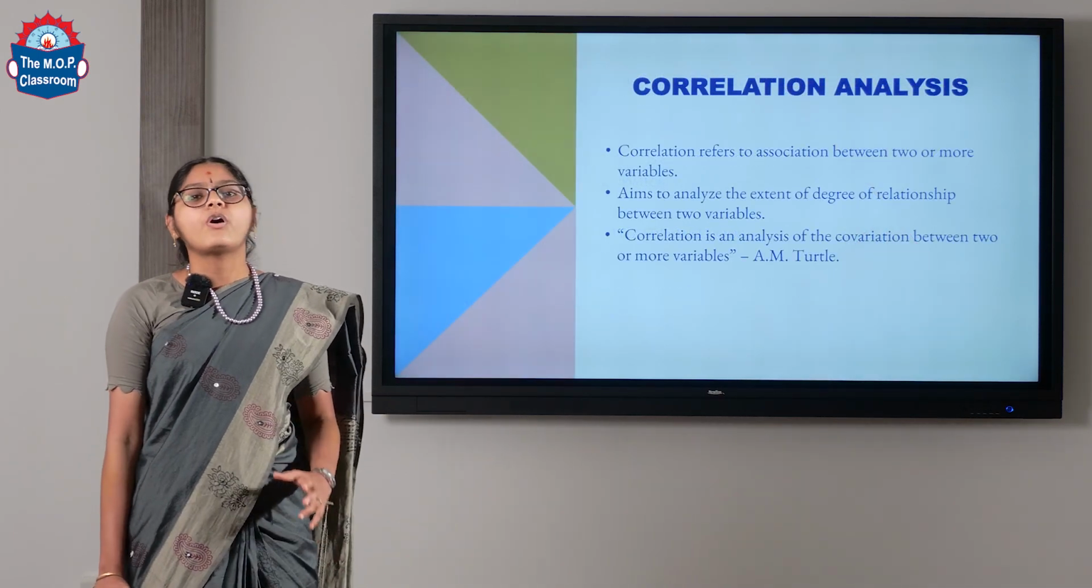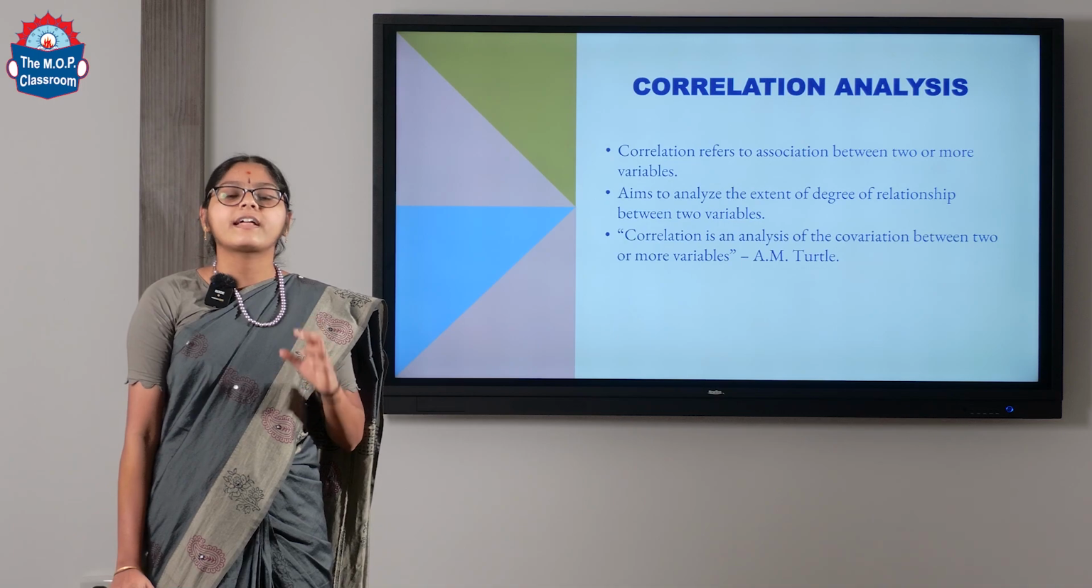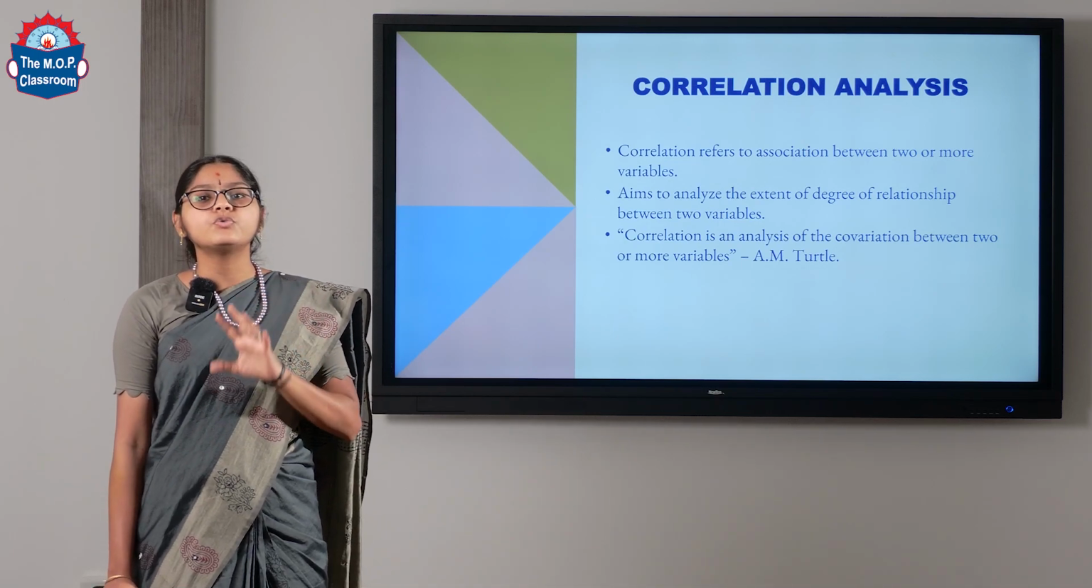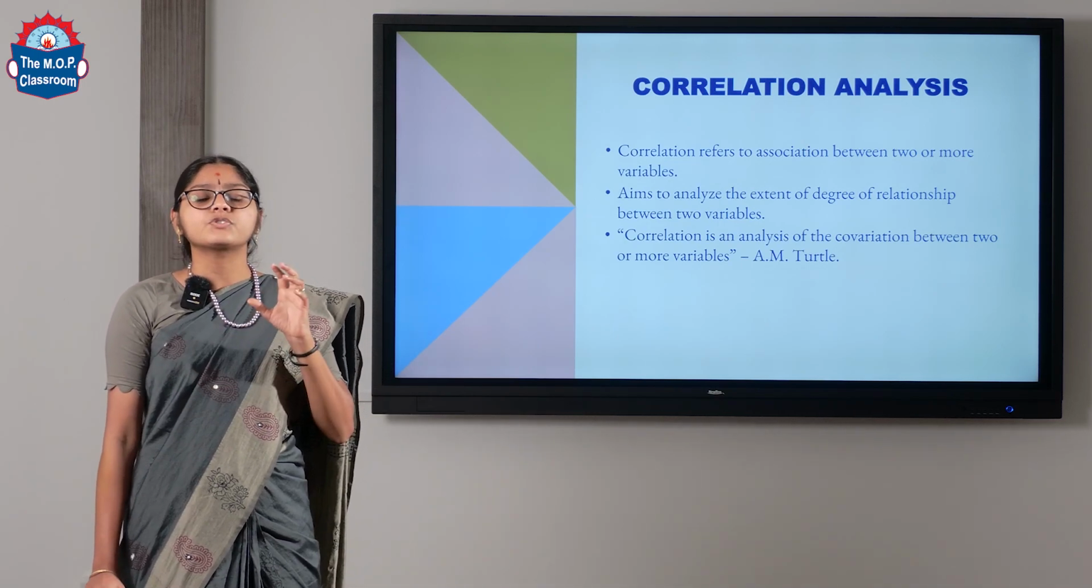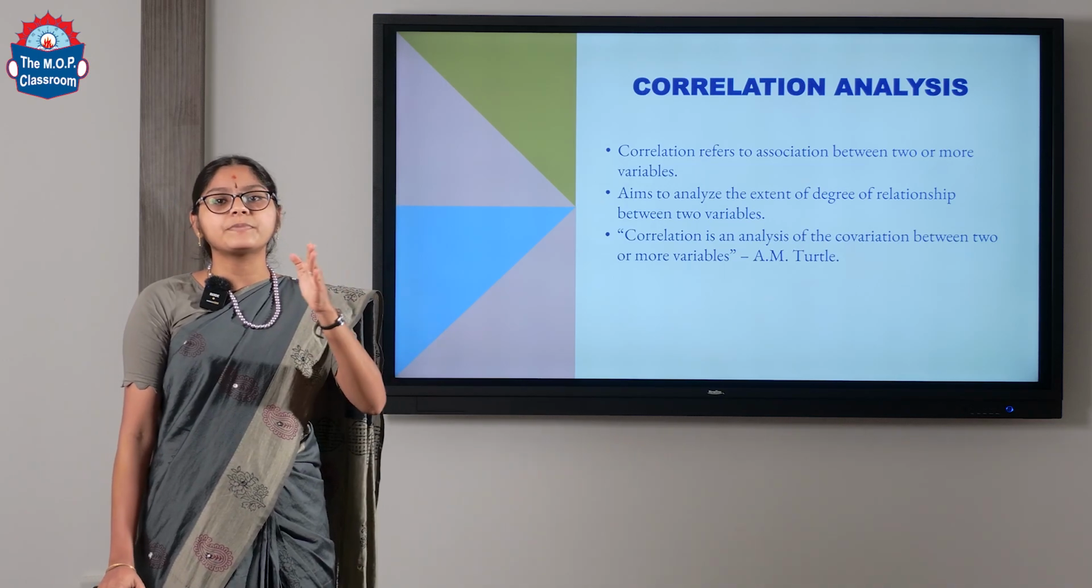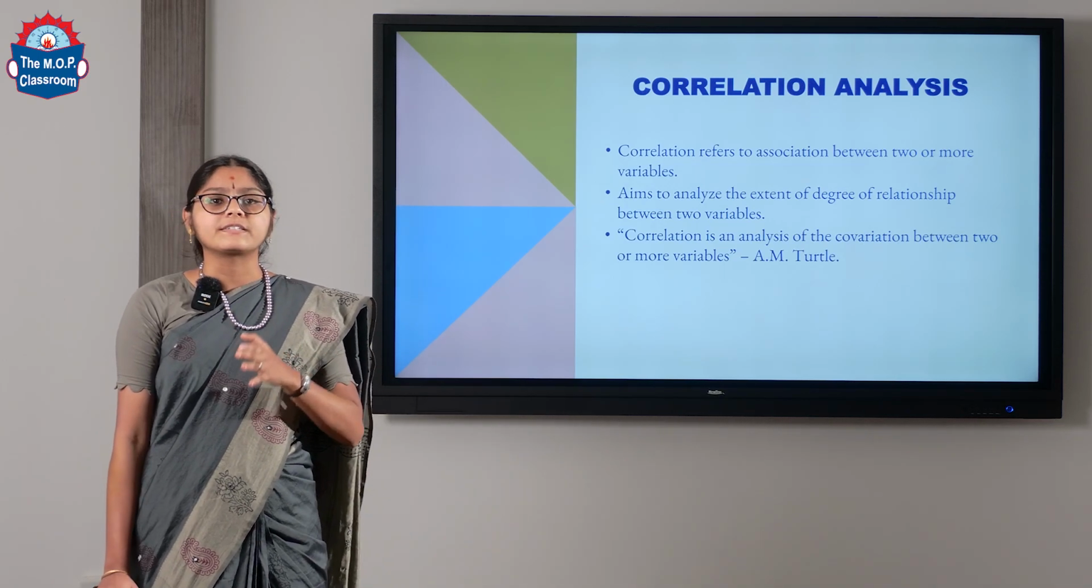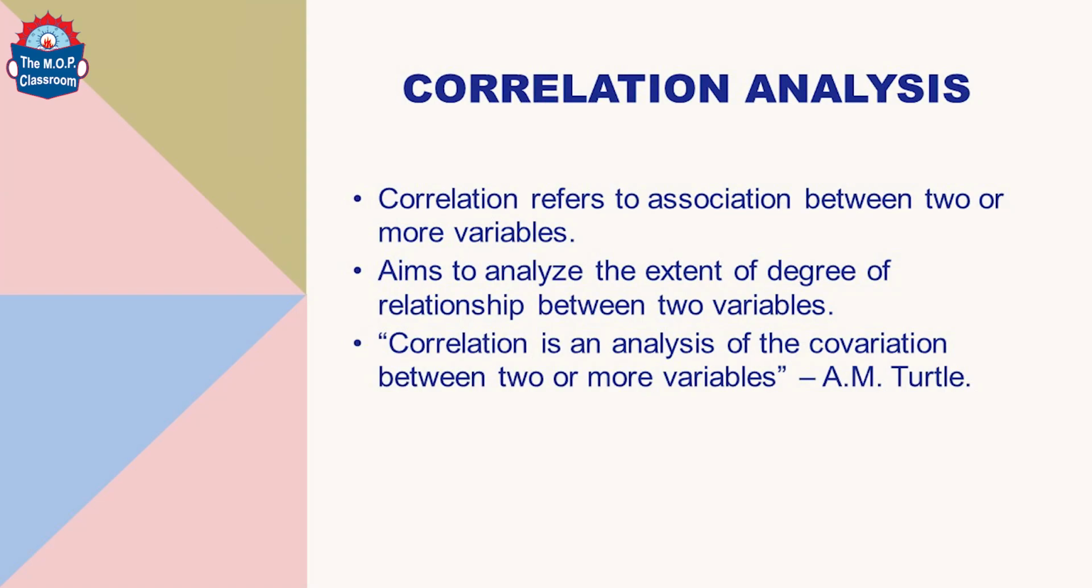Correlation analysis. Correlation is basically nothing but the association between two variables, two or more variables. Association in the sense the relationship between two or more variables. In certain cases, it also attempts to find the degree of relationship between two variables. Degree in the sense how far it is associated, how much one variable is related to another variable. This is what is being captured by the correlation analysis.